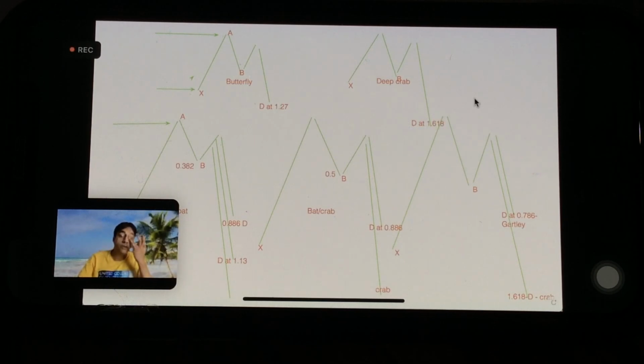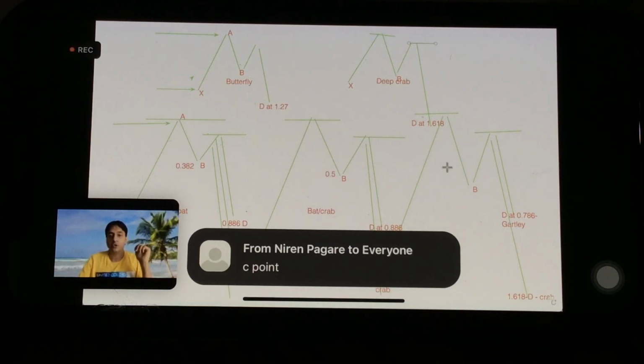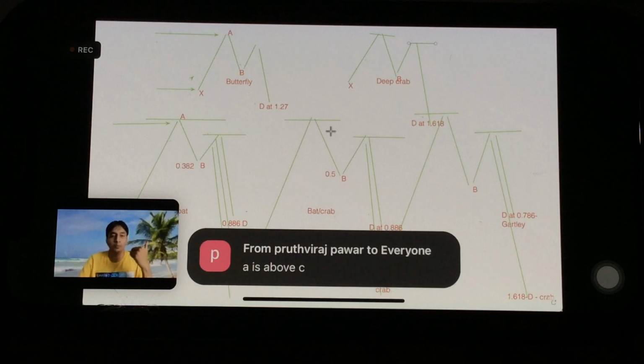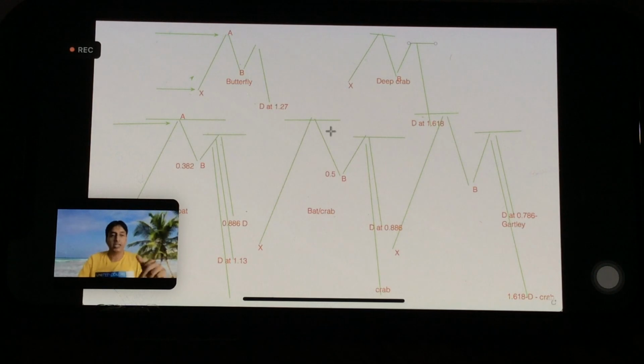Right? So what is the common thing in all these three? Can anyone make out? This is A. This is C. A, C, A, C, A, C. Right? So C point is not going beyond A. Do you agree? In all these 6 patterns, C point is not going beyond A point. Right? B also, when it starts, is not going beyond A point. Any confusion in this? Don't say above, just use the word beyond.